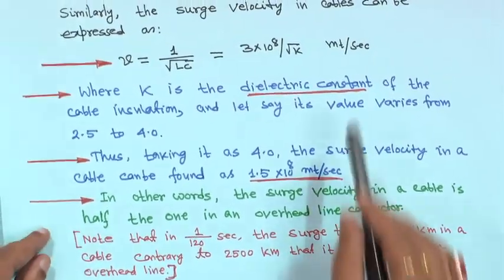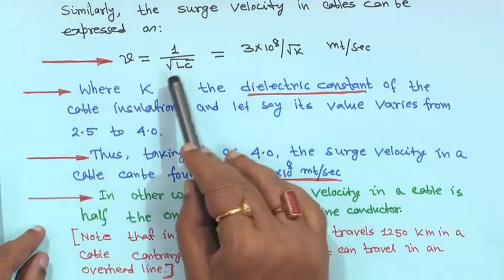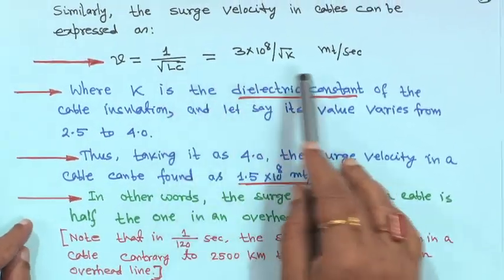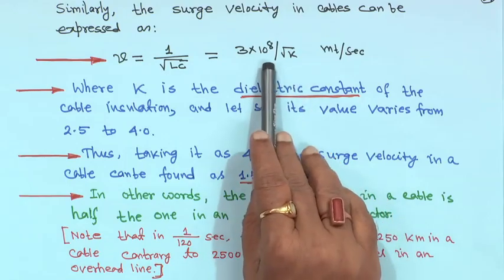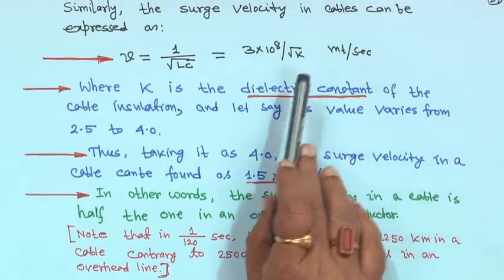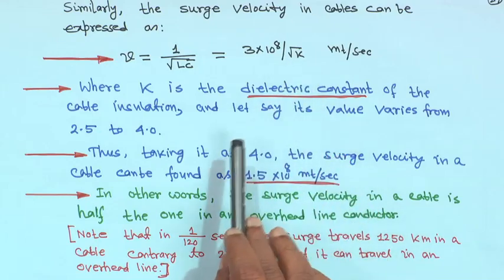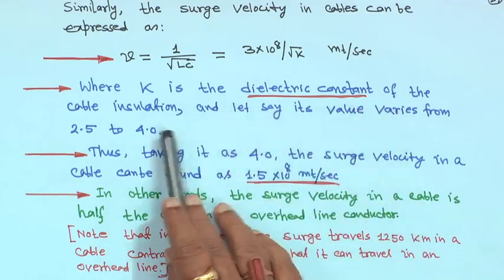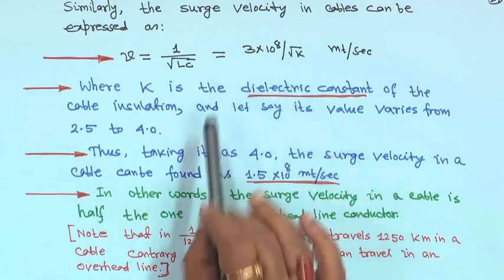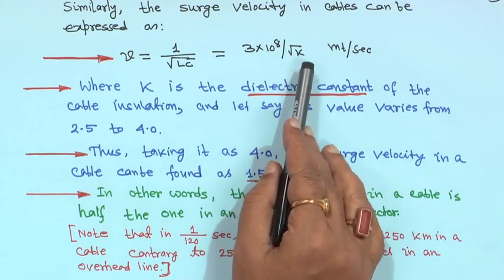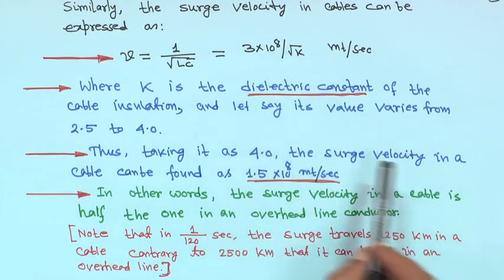Similarly, the surge velocity in cables can be expressed as, if it is a cable, v = 1 over root over LC. Only thing is that it will be 3 into 10 to the power 8 over root K meters per second, because the dielectric constant for the cable will come in. Here K is the dielectric constant of the cable insulation. You can try this also: put the expression of L and the expression of C for the cable, and one extra term will come, that is root K.